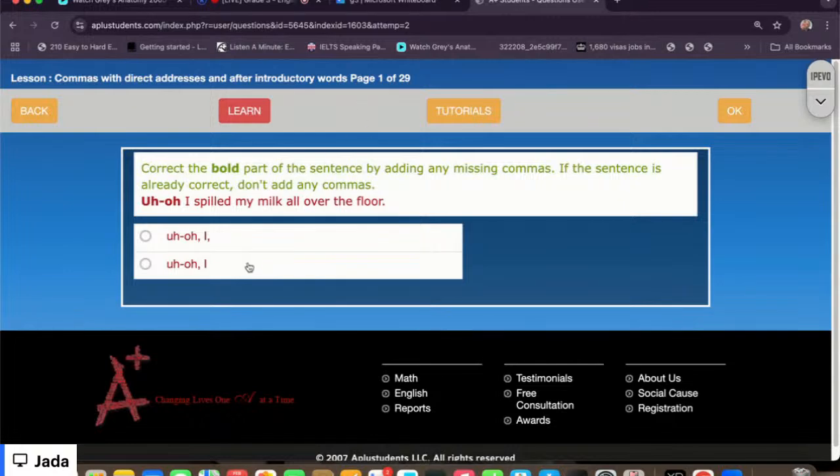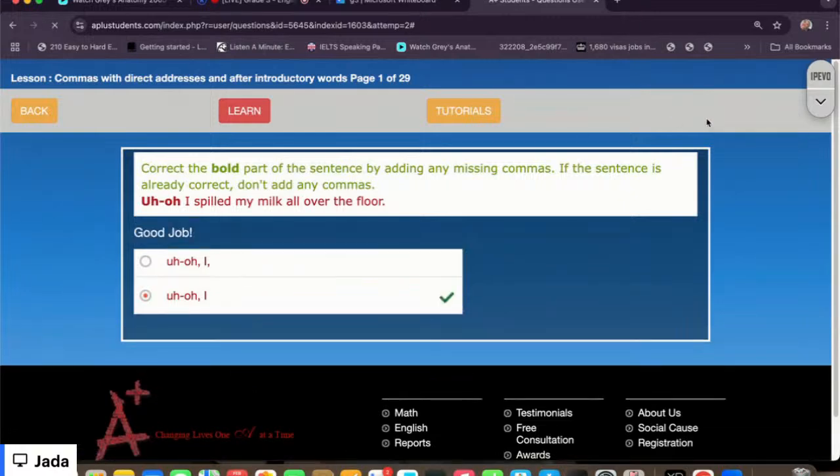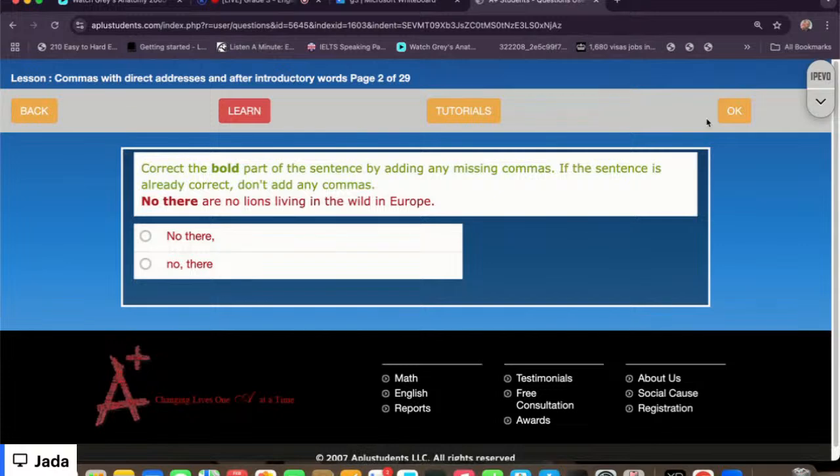All right, so we have option two. So the first word is just like yes, well. All these words you have to make sure that you add your comma. So, "No, there are no lions living in the wild in Europe." So what's the right part? Where should we add the comma?